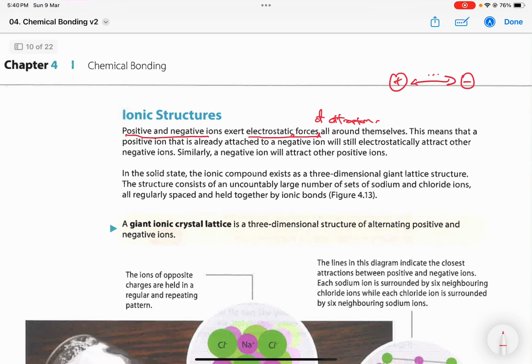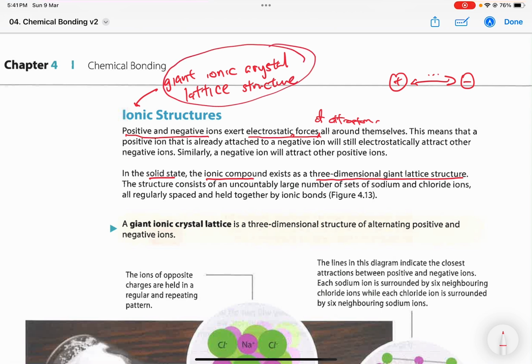So for ionic structures, it wouldn't be just one positive ion and one negative ion. In general, it's a very giant structure, an uncountable number of ions. So in the solid state, ionic compounds exist as a three-dimensional giant lattice structure. How do we describe this ionic structure? We say that it's a giant ionic crystal lattice structure. Okay, so this whole gigantic term. Whenever I ask you what the ionic structure is, you need to say this giant ionic crystal lattice structure. Okay, so it's mentioned here.